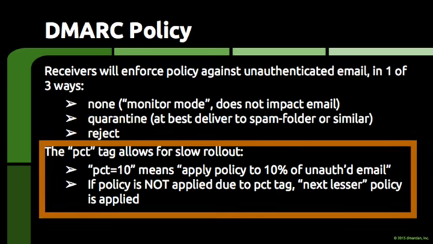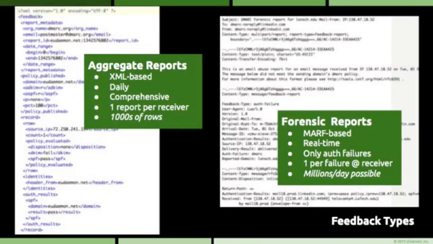On the screen, you'll see a bit more about the percentage tag and how if you use it when you've got a reject policy in place, then whatever percentage of email that isn't rejected due to the percentage tag will instead be quarantined. Last thing, the two forms of feedback reports that DMARC can provide are very different.